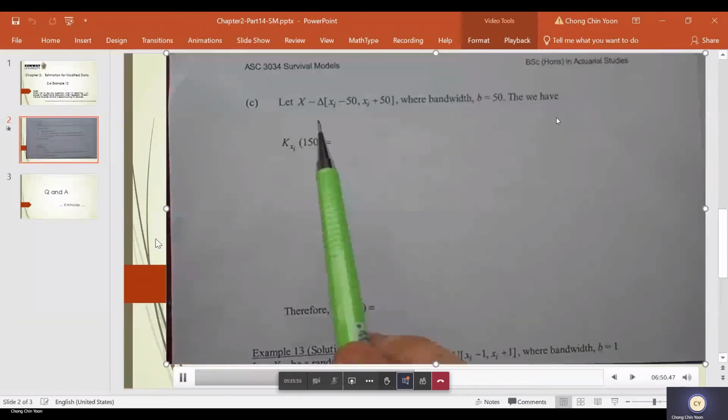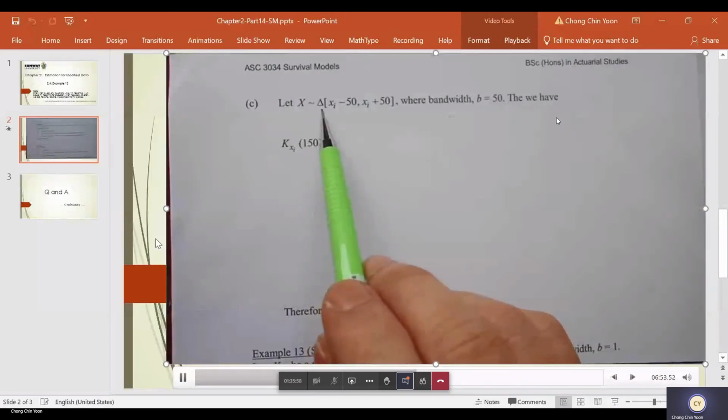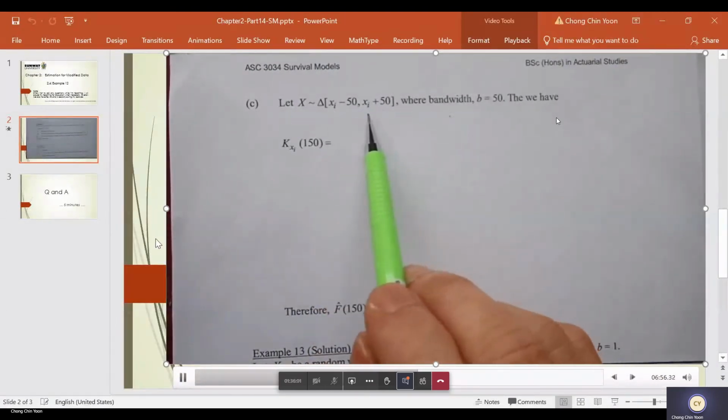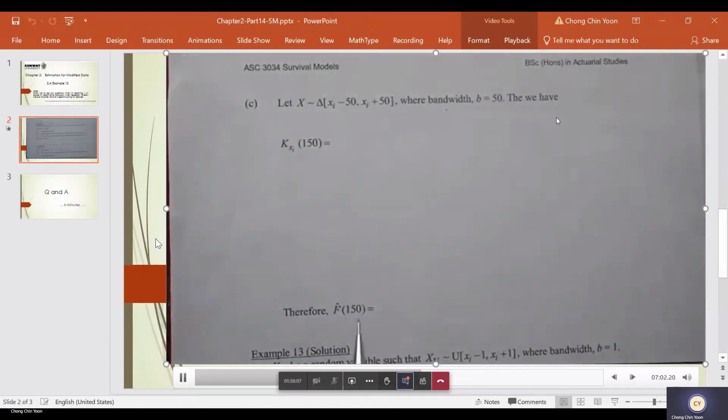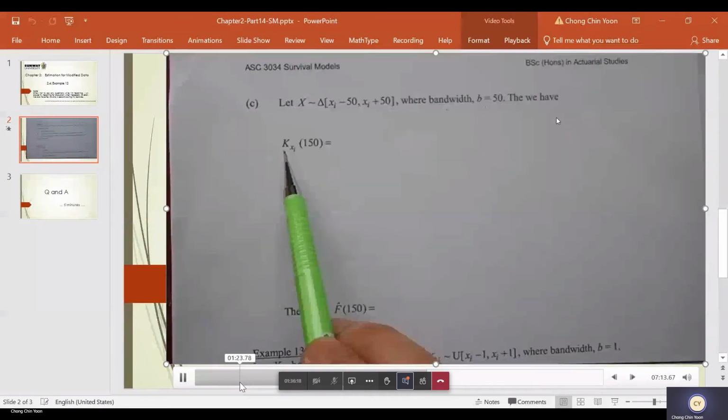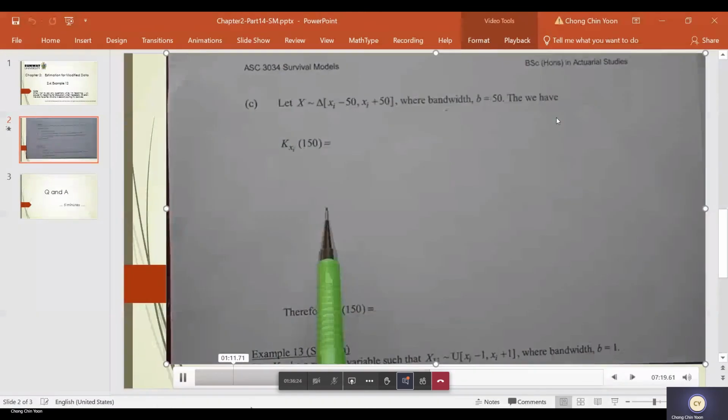Part C. Let X be triangular distributed in this interval, where 50 is the bandwidth. We have to find the value of this kernel smoothed distribution function at 150. We use the same method as in part B, that is, we use the formula instead of using the table. This is the formula I'm going to use.